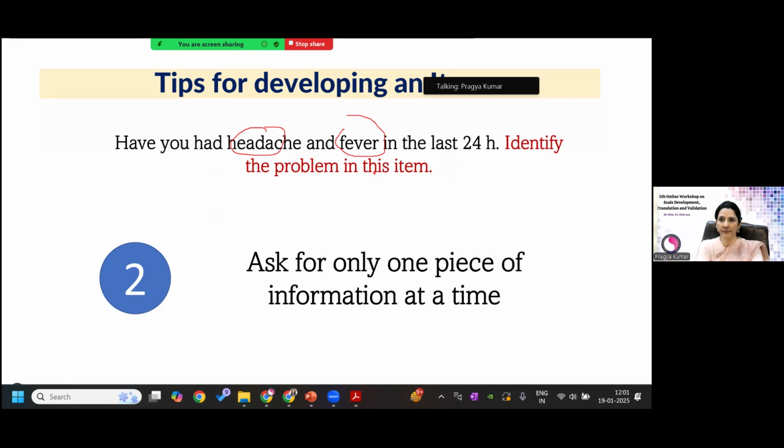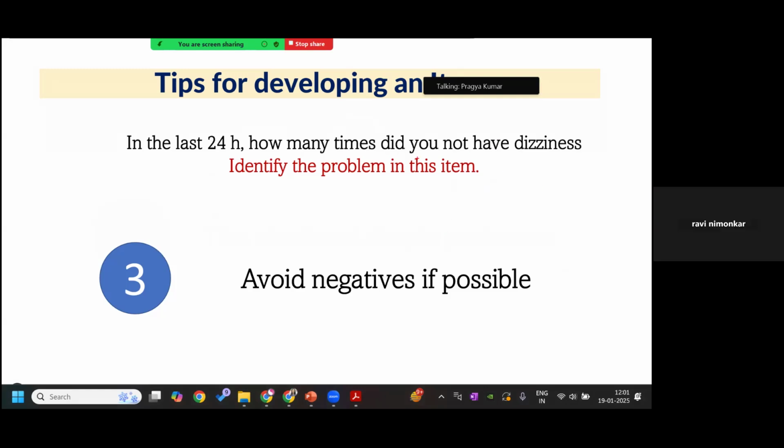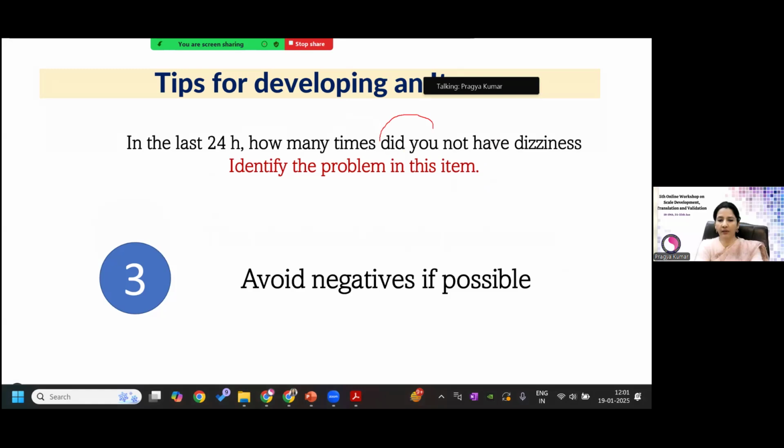True. The second, again, if I ask this question, in the last 24 hours, how many times did you not have this dizziness? Again, what is the problem in this? Did you not have? Yeah, not. So again, you should avoid negatives.